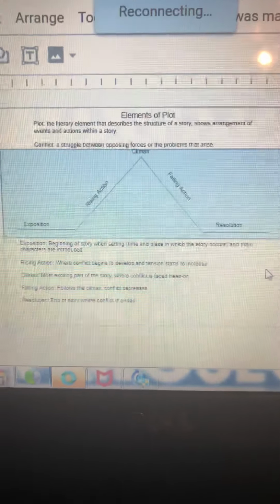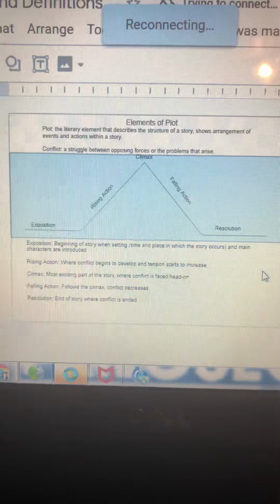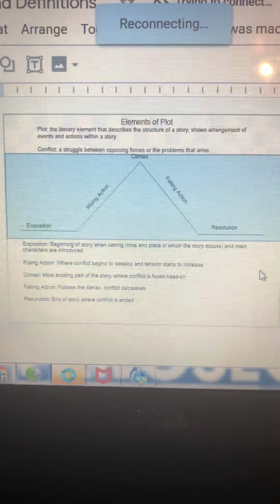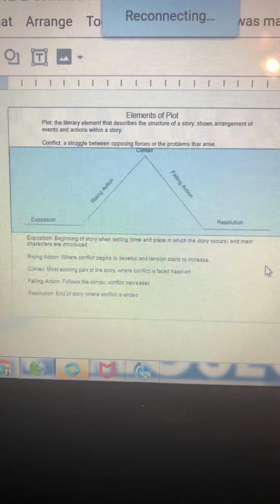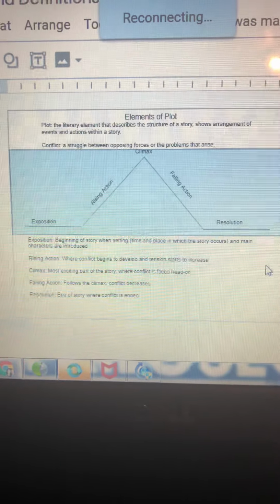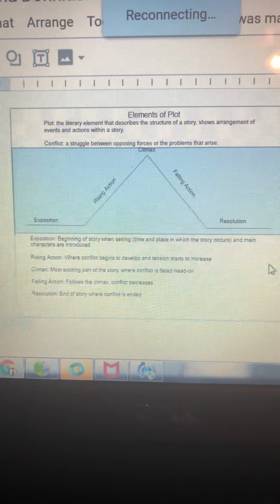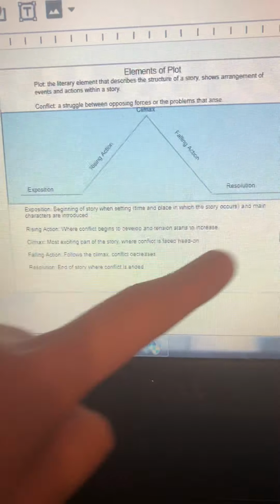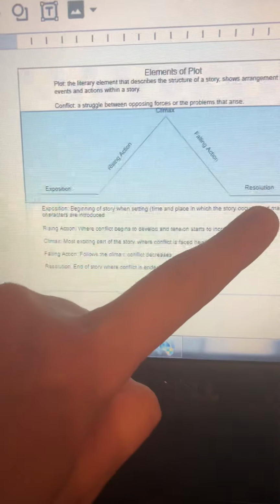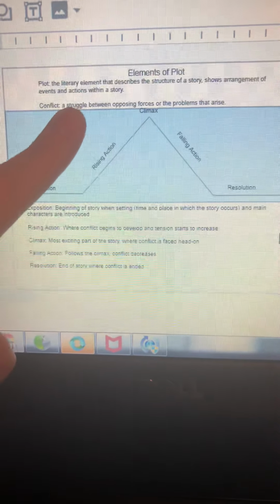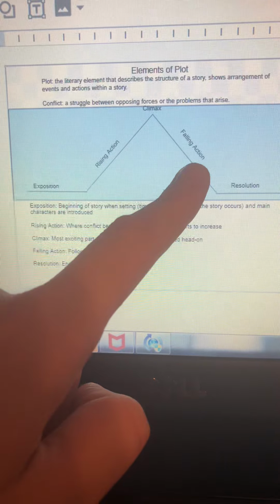So if you notice, when you eat a Pop-Tart, a lot of people will either eat the crust first or break it off and eat the good stuff. So the good stuff is what we consider to be in the middle. And it's the same way with elements of plot. The good stuff of the story is going to take place in the middle, which is where our conflict takes place. It takes place in the rising action, the climax, and the falling action.